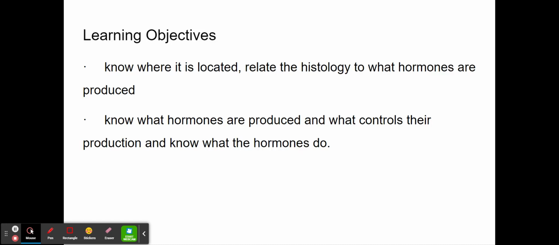Don't forget about the learning objectives here. Remember, that's how I create quiz and test questions. So let's jump into this one.